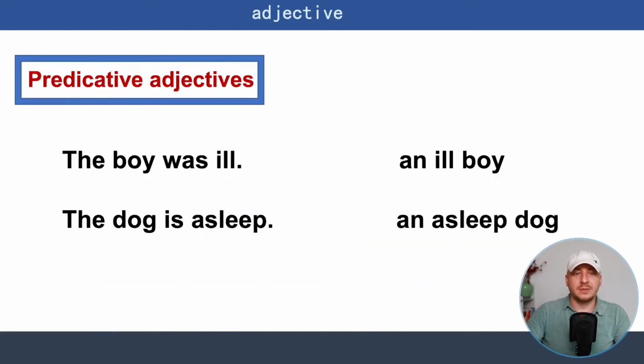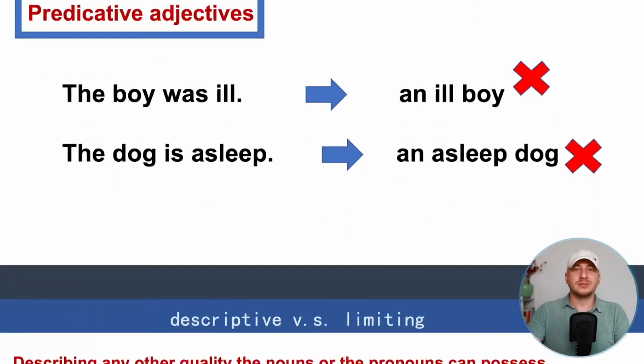For example, the boy was ill. Okay, so the adjective here is ill. In this example, ill can only be a predicative adjective. So we cannot say an ill boy. Another example, we have an adjective that begins with A. The dog is asleep, right? So this adjective begins with A, so it has to be a predicative adjective. And for that reason, we cannot say an asleep dog.